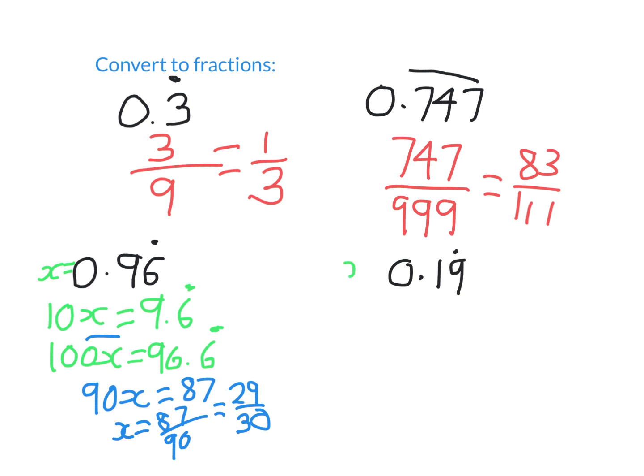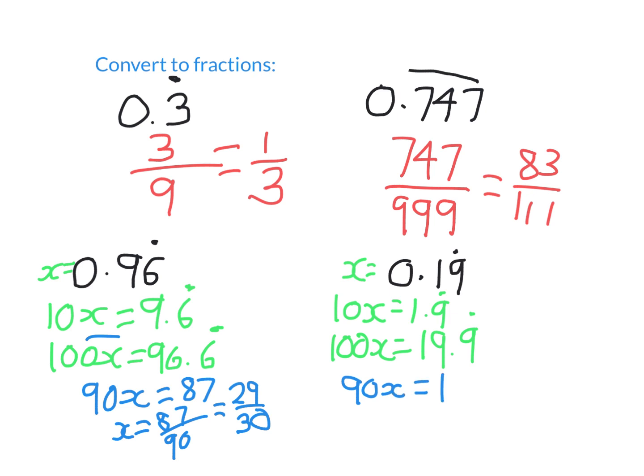All right, let's try this for 0.19 recurring. Again, we let x be this number. We're going to multiply it so there are only recurring digits after the decimal place. So 10x will be 1.9 recurring. 100x will be 19.9 recurring. Now we subtract. 100x minus 10x is 90x. But 19.9 recurring minus 1.9 recurring is 18. So this is 18 over 90, and that simplifies to 1 over 5.